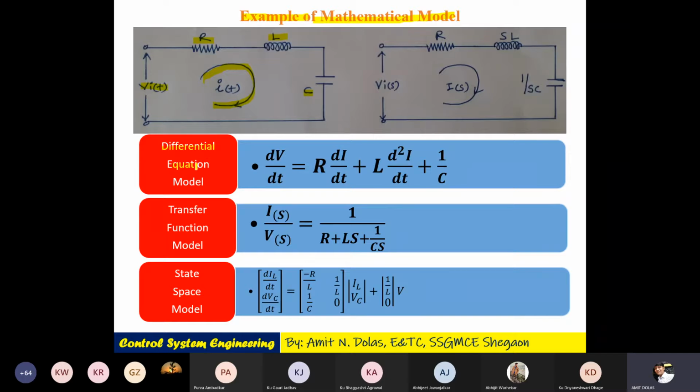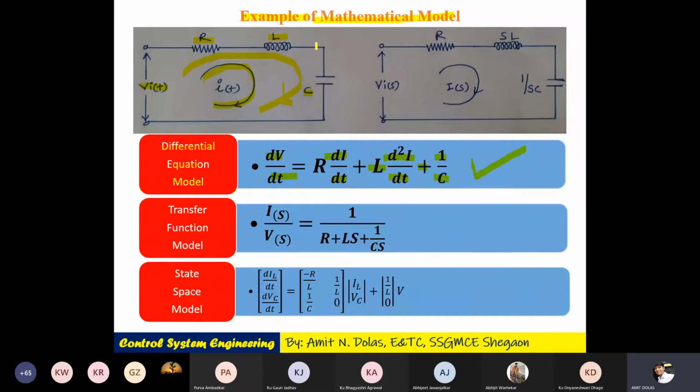So the differential equation will be, of course, dV/dt equal to R di/dt plus L d²i/dt² plus 1/C times i. Of course, if you apply KVL here, you will get a similar differential equation. So in this way, the differential equation model is represented.